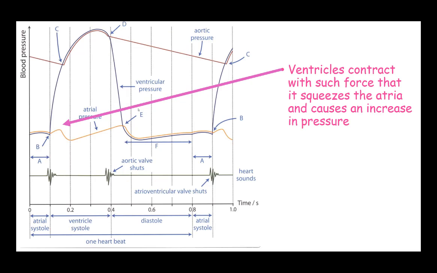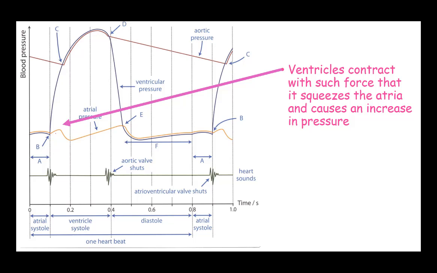So just two little things to look at here. First one is this little hump around 0.15 seconds. Now, this little spike in atrial pressure is not caused by the atria contracting, because remember, the atria contract between 0 and 0.1 seconds around here. So this little bump here is caused by the ventricles contracting.